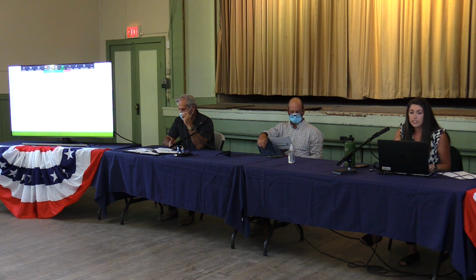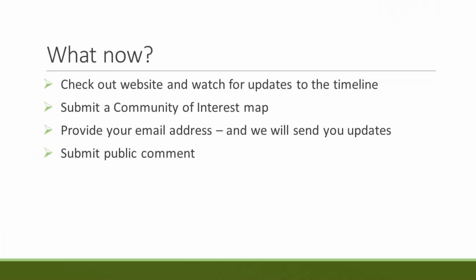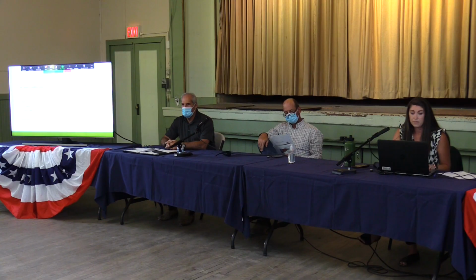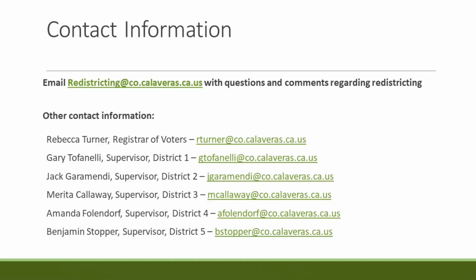So what now? You can check out our website and watch for updates to the timeline. You could submit a community of interest map. You could provide your email address on your public comment card, and we'll send you updates as we receive them. And you could submit a public comment. If you don't have questions or comments tonight, we do have a redistricting email address that would be great if you sent your questions or comments to, so we could compile everything in one spot and make sure we're answering everybody. But you could also reach out to me directly or one of your supervisors, and they will pass the information along.